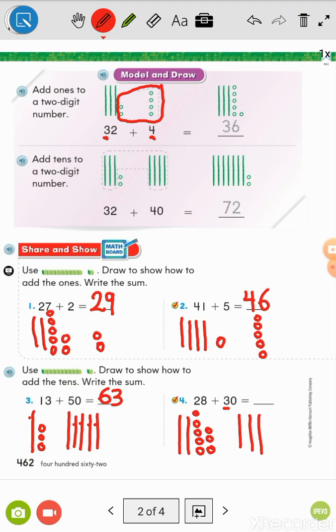Then we are going to write the sum. How are we going to write the sum? We are going to count. How many lines do we have in all? How many circles do we have in all? How many lines do we have? 1, 2, 3, 4, 5. 5 lines. How many circles do we have? 1, 2, 3, 4, 5, 6, 7, 8. So our answer is 58.